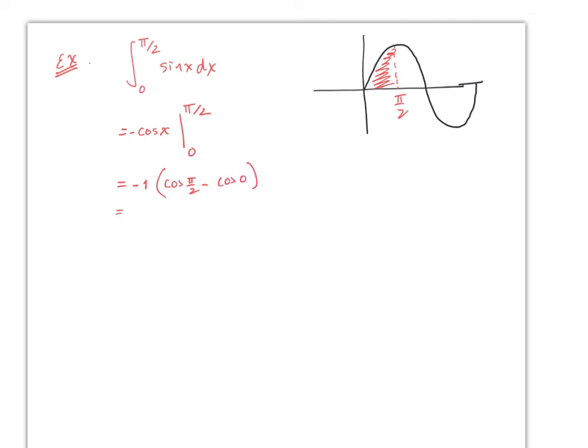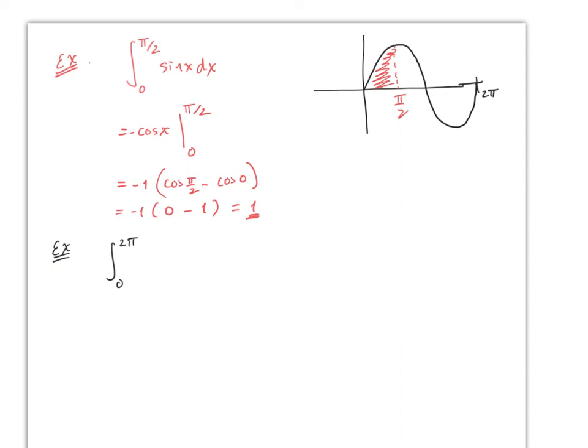And remember that cosine of pi over 2 is equal to 0, but cosine of 0 is 1. So therefore the area is equal to 1. Now what will happen if you take the area from 0 to 2 pi? Notice that this is positive, this is negative. If you go all the way to 2 pi, let's see what happens.